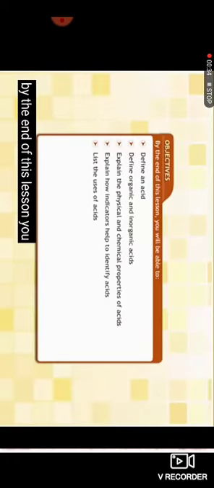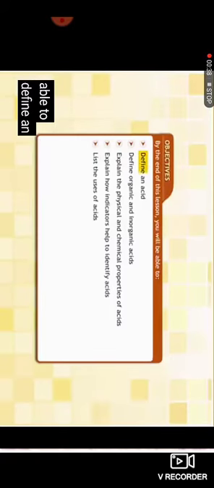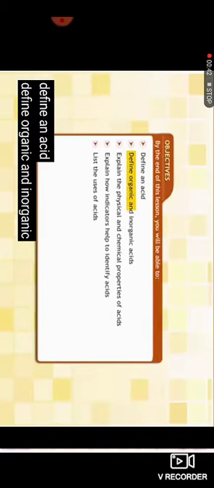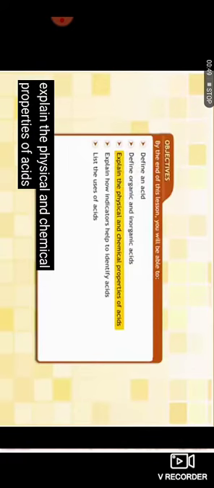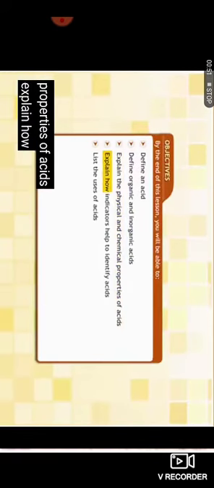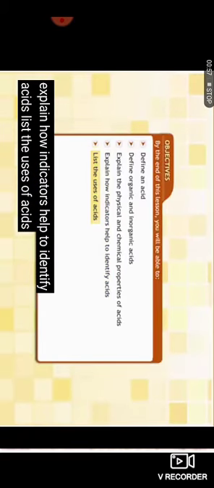By the end of this lesson, you will be able to define an acid, define organic and inorganic acids, explain the physical and chemical properties of acids, explain how indicators help to identify acids, list the uses of acids.